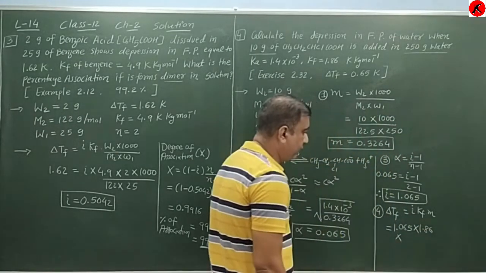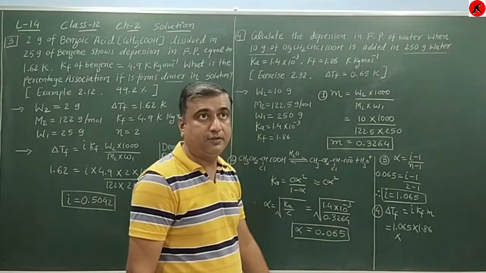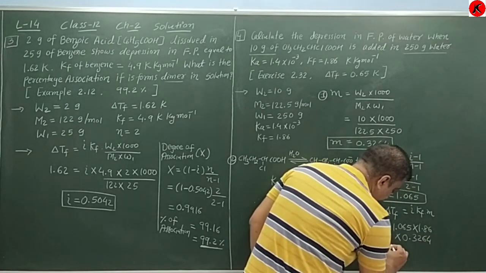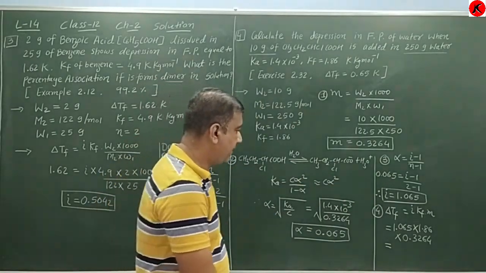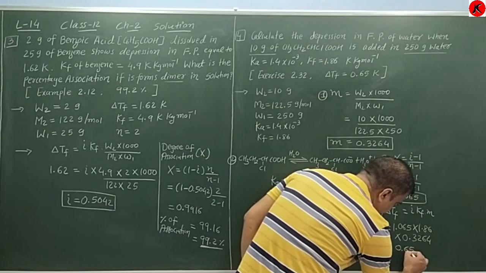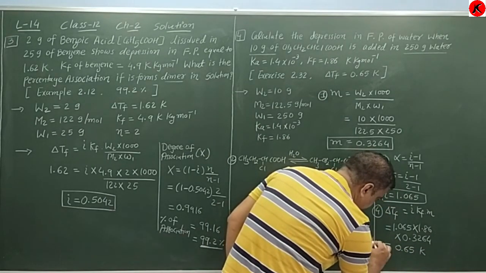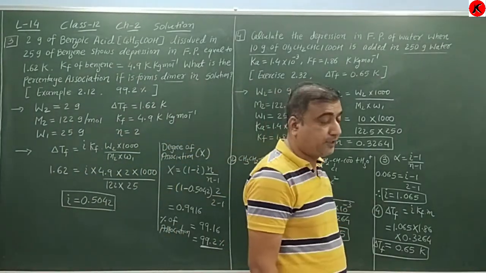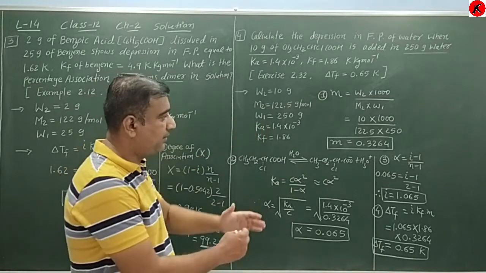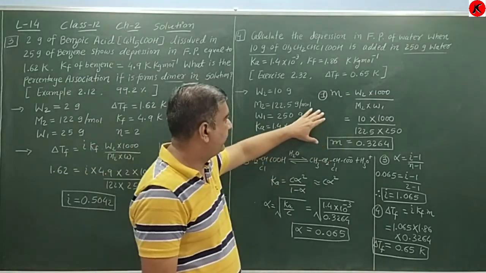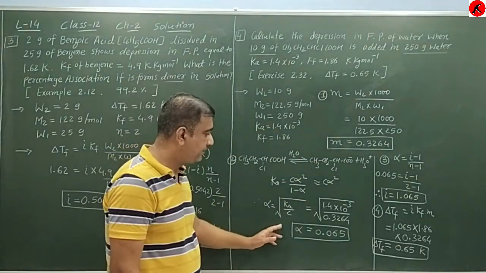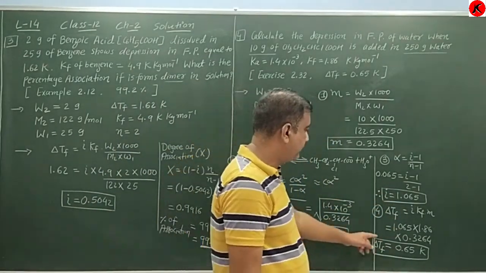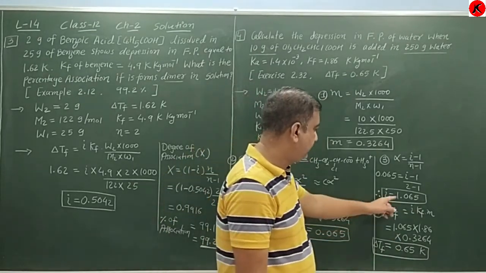Value of Kf is 1.86, into the molarity calculated, 0.3264. Now when this is simplified, the answer will be 0.65 Kelvin. That means delta Tf, the depression in freezing point, is 0.65 Kelvin. By this method, in 4 steps it can be calculated: first step, calculation of molarity; second step, degree of dissociation; third step, calculation of i; and finally, using this formula with the van't Hoff factor, we can calculate delta Tf.